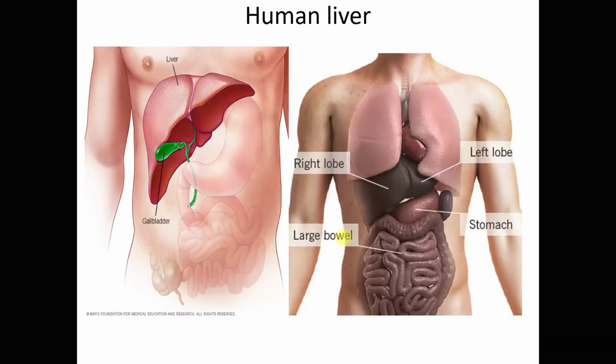Good morning, everyone. So today we will be discussing the structure of the human liver, as well as its functions. Basically, the human liver, as you can see from this diagram here, is located between the lungs and the stomach, just underneath the diaphragm.